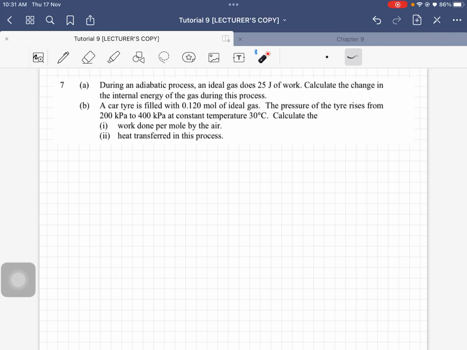Question number 7. So this is an adiabatic process. An ideal gas does 25 joules of work, and we have to calculate the change in the internal energy of the gas during this process.